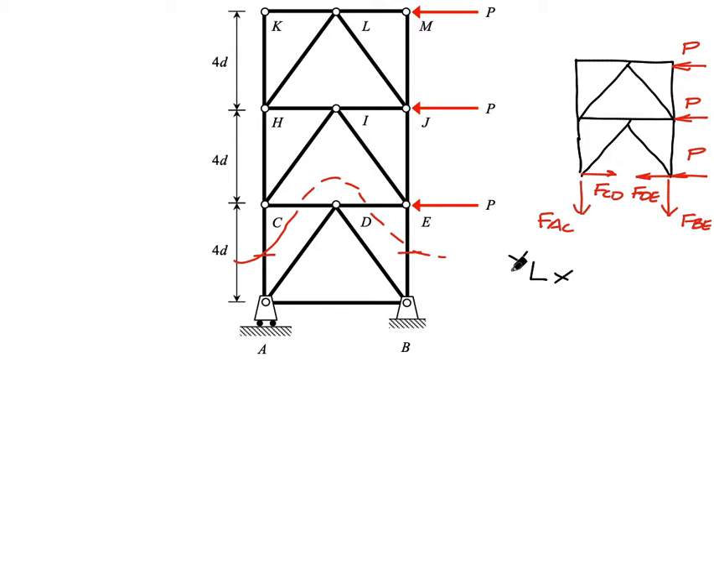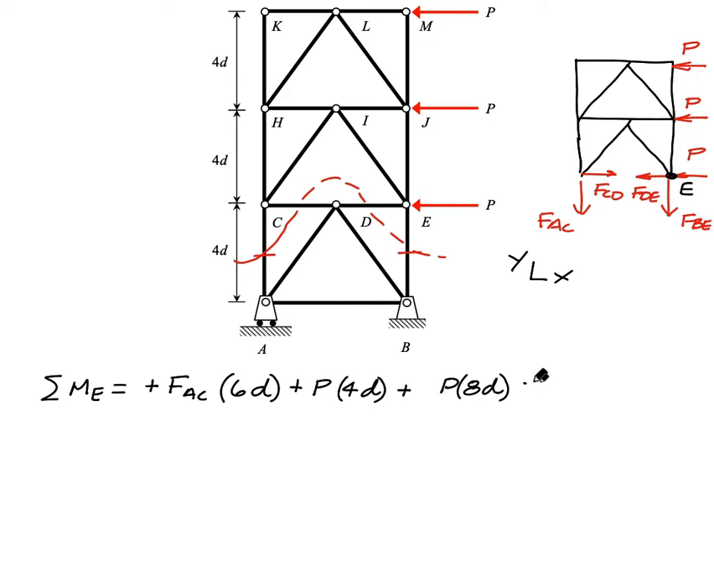I'm going to do a summation of moments about joint E first. Whenever I write down the summation of moments about E, I've got FAC with a moment arm of 6D and with a plus sign. I have a load P with a moment arm of 4D, which is plus. I have a second load P, which has a moment arm of 8D, which is also a plus. And for equilibrium, that is a 0. From this, we can get FAC is equal to minus 12/6 P, so that's equal to minus twice the load P.